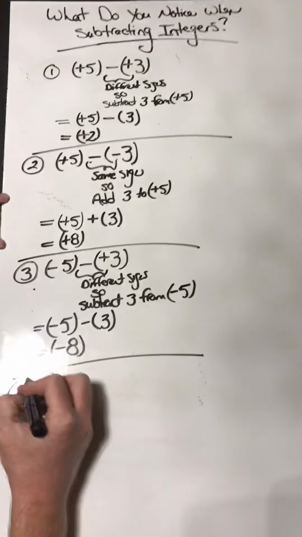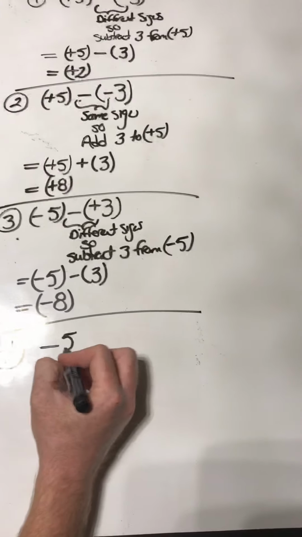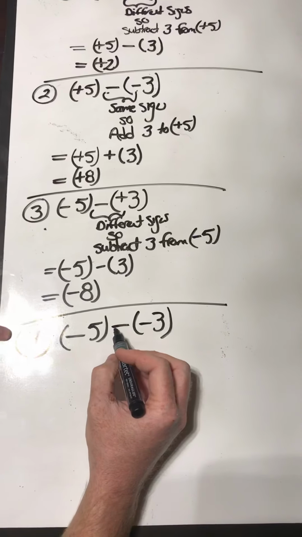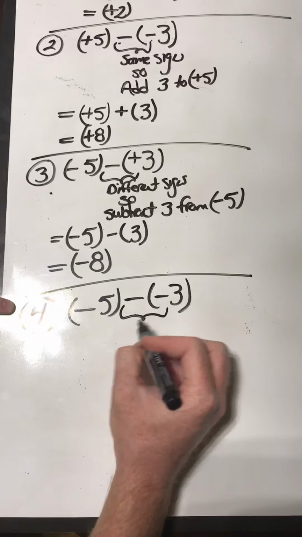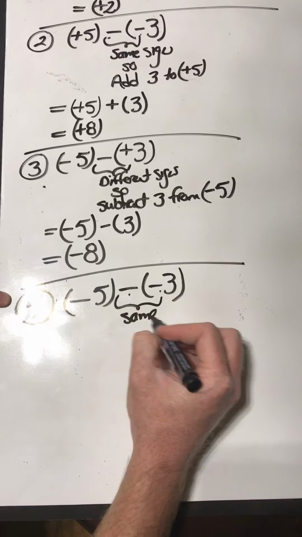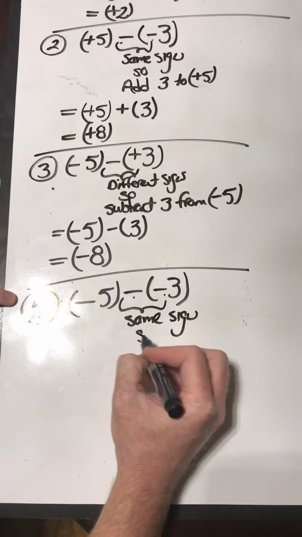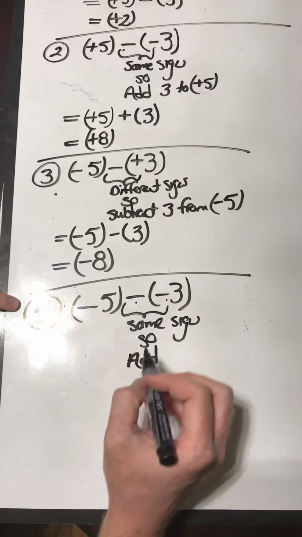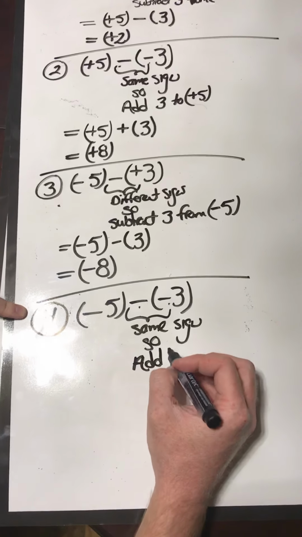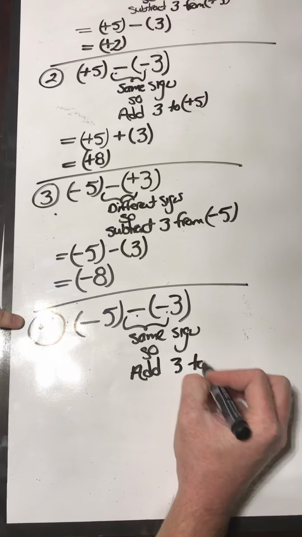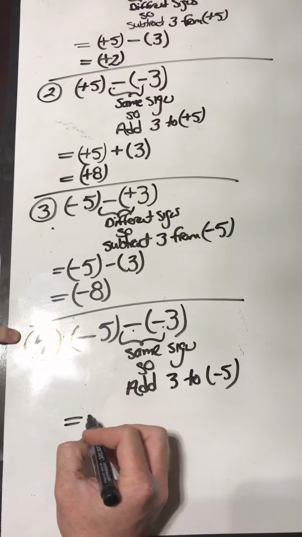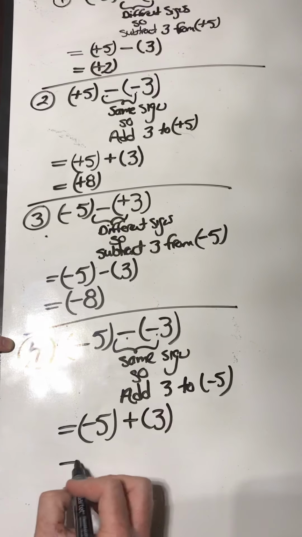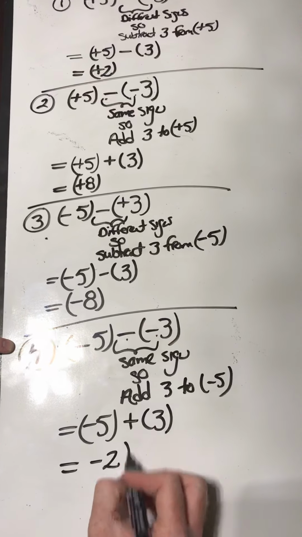And our last one was negative 5 subtract negative 3. And I look at the signs again and I see that they are the same sign. We have two negatives here. So if it's the same sign, that means I'm going to add. So if it's the same sign, you add. If it's a different sign, you subtract. So I'm going to add 3 to negative 5. And I can rewrite this as negative 5 plus 3. And negative 5 plus 3 is negative 2.